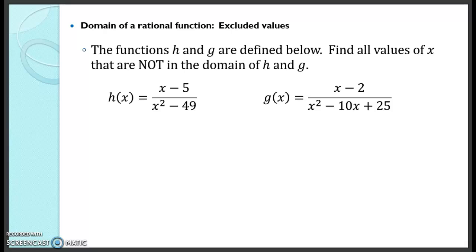Hey everybody, this video is going to talk about domain of a rational function, excluded values. So here we're given two functions, h and g, and we need to find all x values that are not in the domain of h and g.